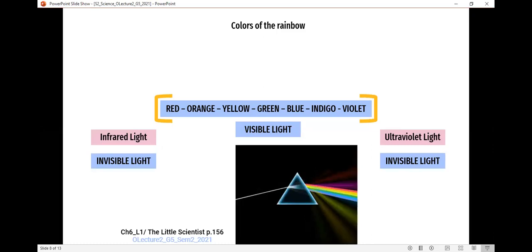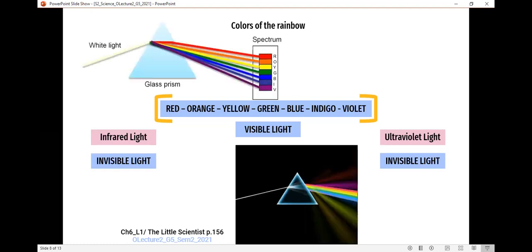How did we know that the white light, the visible light, is made of the 7 colors? We used a prism. We sent a beam of white light to the prism, and then this prism diffracted the light into the 7 colors.